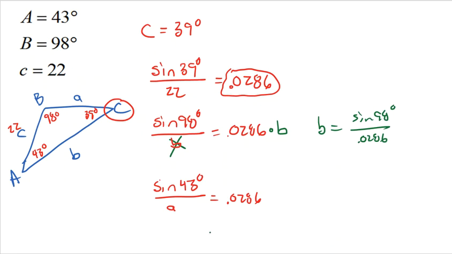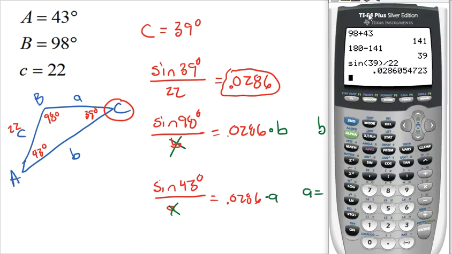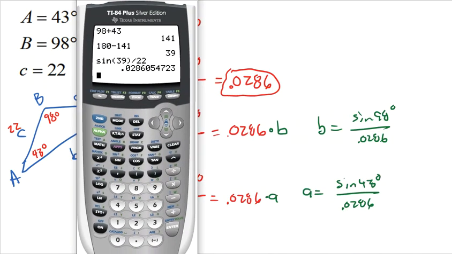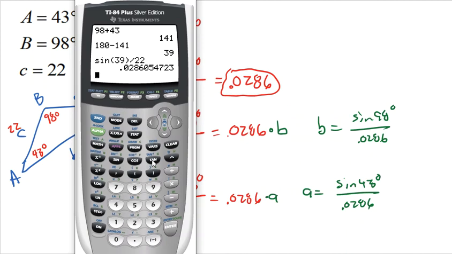And before I go to my calculator, I'm going to do the same thing for A here. Multiply the A over to here. And then to solve for A, I'm going to take sine of 43 degrees and divide it by the 0.0286 as well. But once again, be careful, because when I actually go to my calculator, I'm going to type in sine of 98 degrees, close that parenthesis, divided by, and I'm going to grab all those decimals so I'm super accurate. So therefore, little b is 34.618.